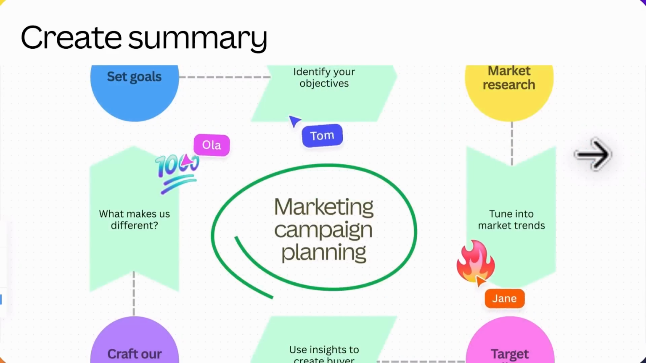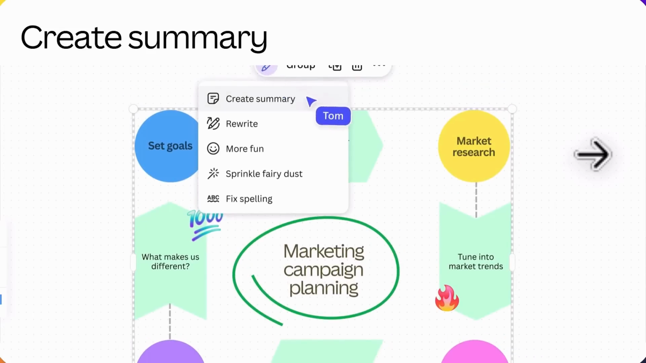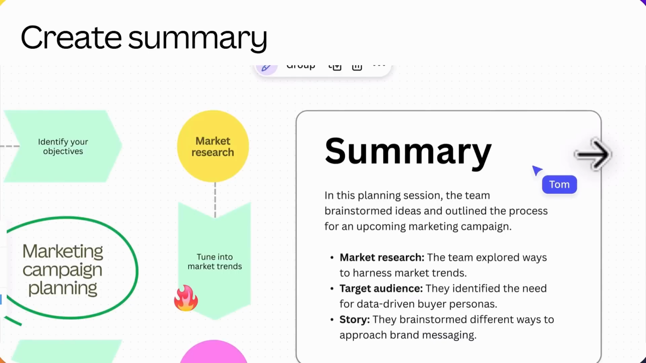We can also create summaries. If we have 30 students all contributing different sticky notes and different content within a whiteboard, we can simply click on the magic pen once we have selected all of the sticky notes, and we can create a summary to find really easily in a quick snapshot what contributions everybody gave. And it is a really easy way for us to not feel too overwhelmed by the sheer amount of content that's been contributed by multiple people.